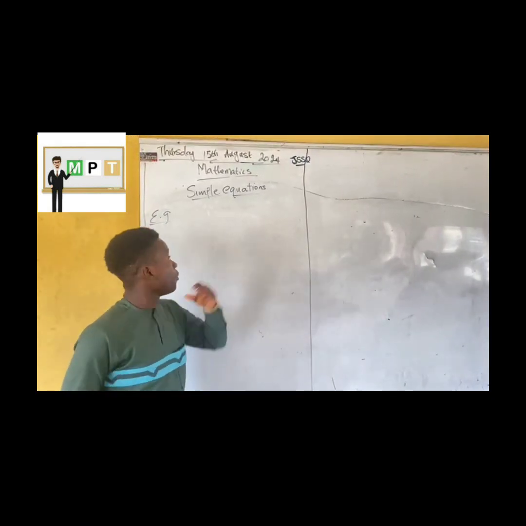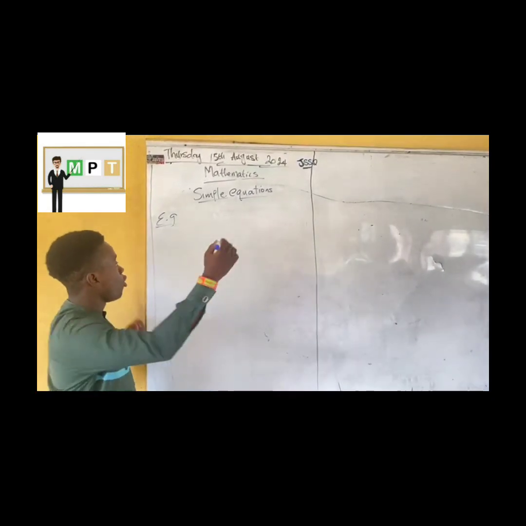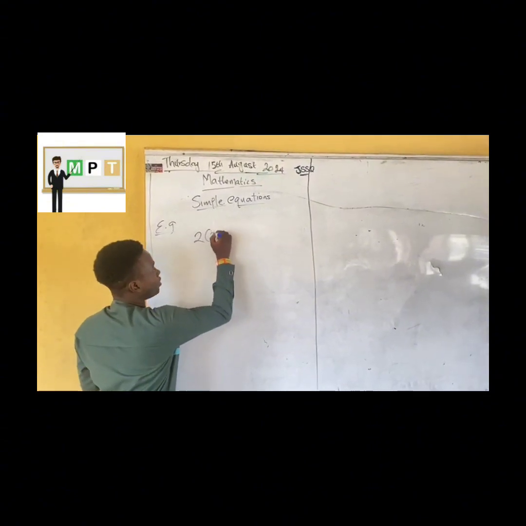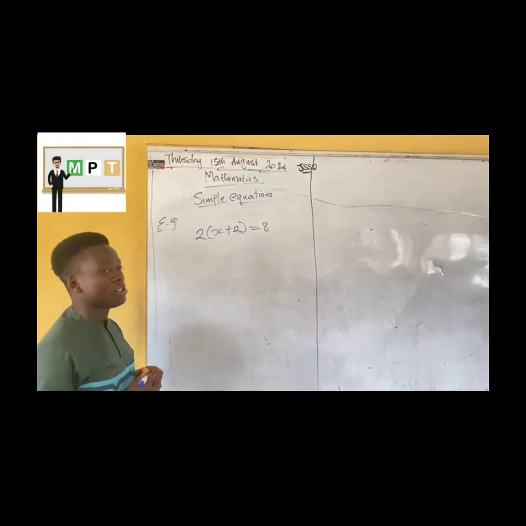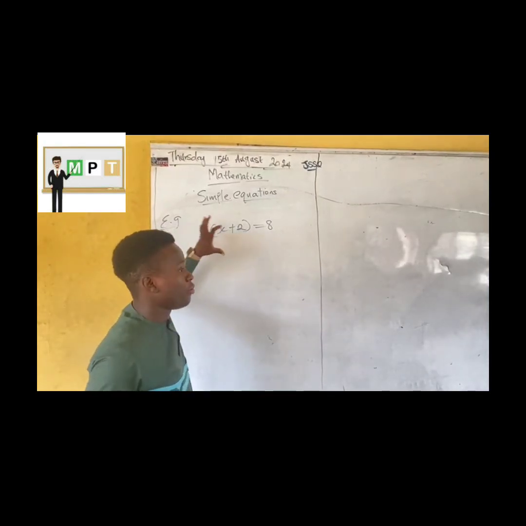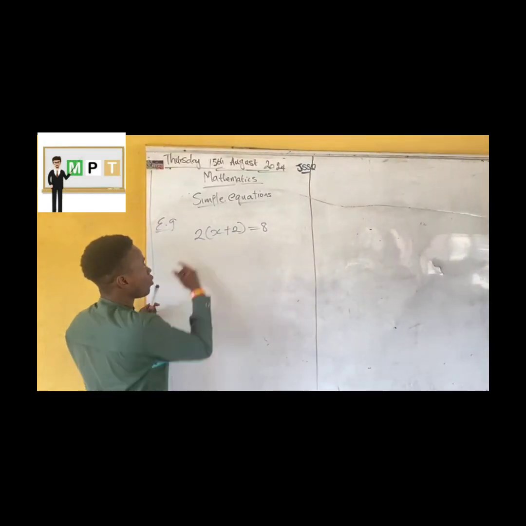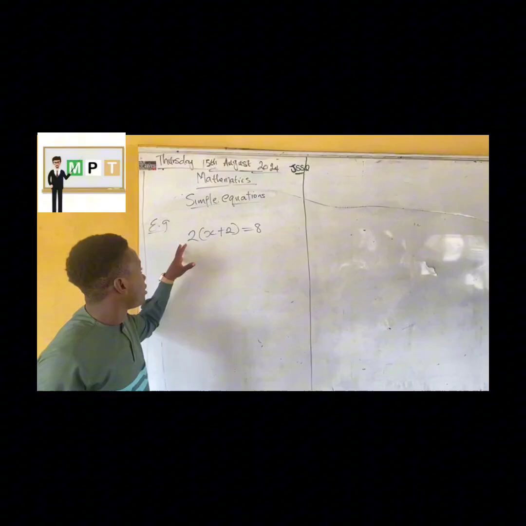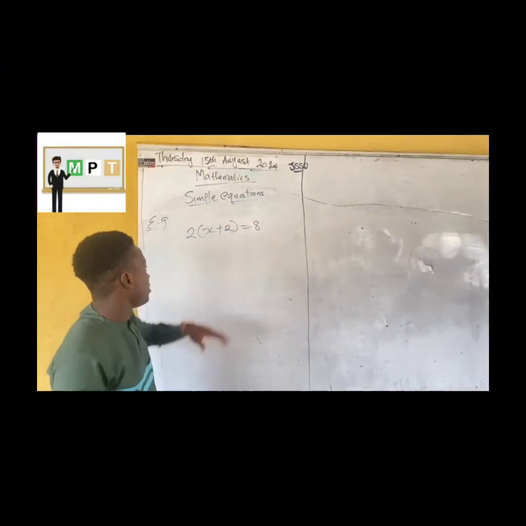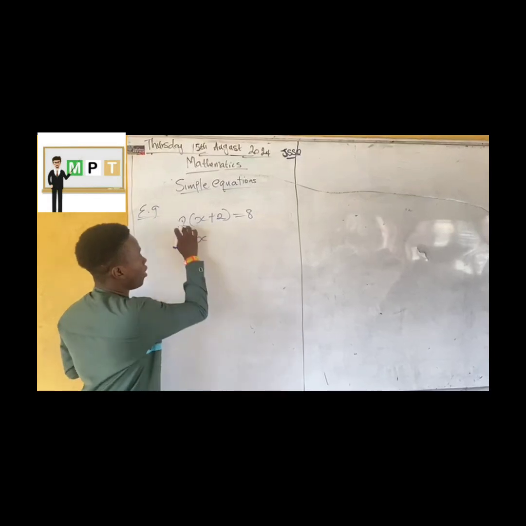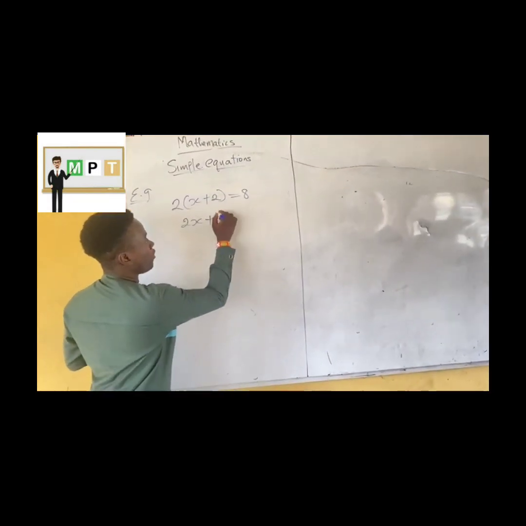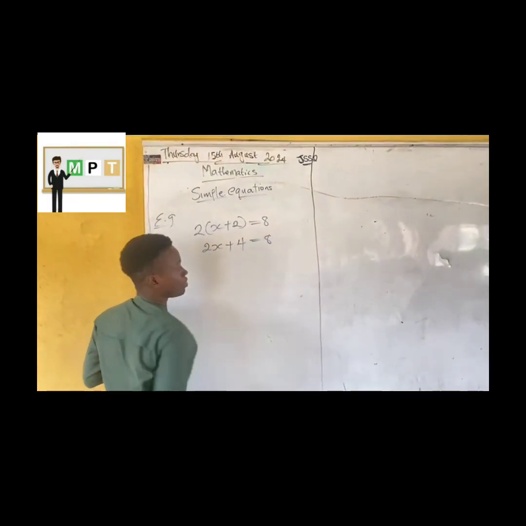My topic today has to do with brackets, so we'll be expanding equations like this. When you see equations like this, you have to expand the brackets very well. In this one, you use your outside constant to multiply everything inside, which gives us 2 times x, which is 2x, plus 2 times 2, which gives us 4, is equal to 8.